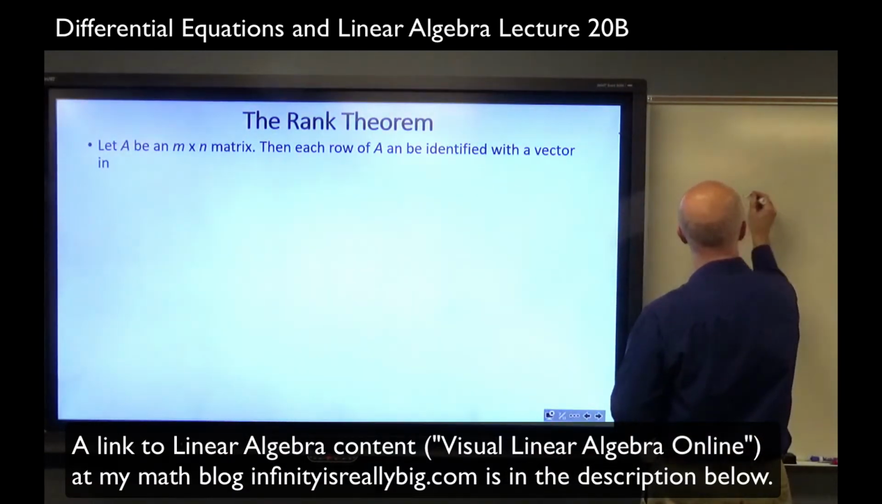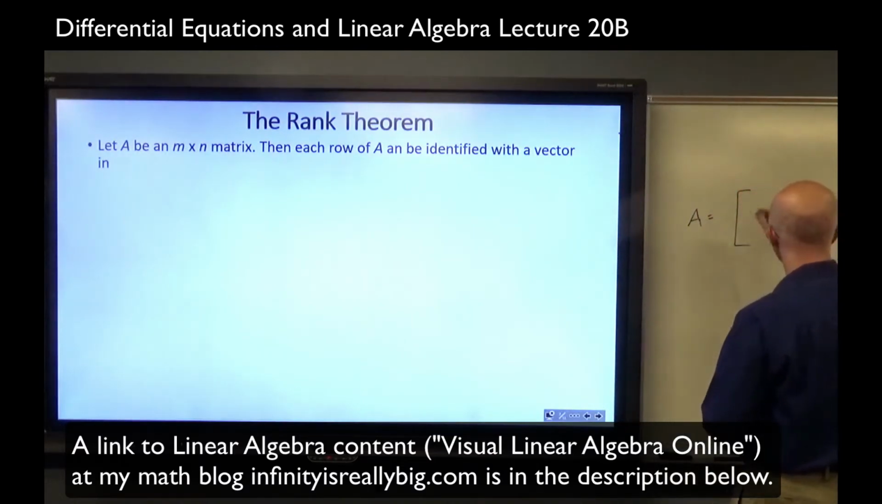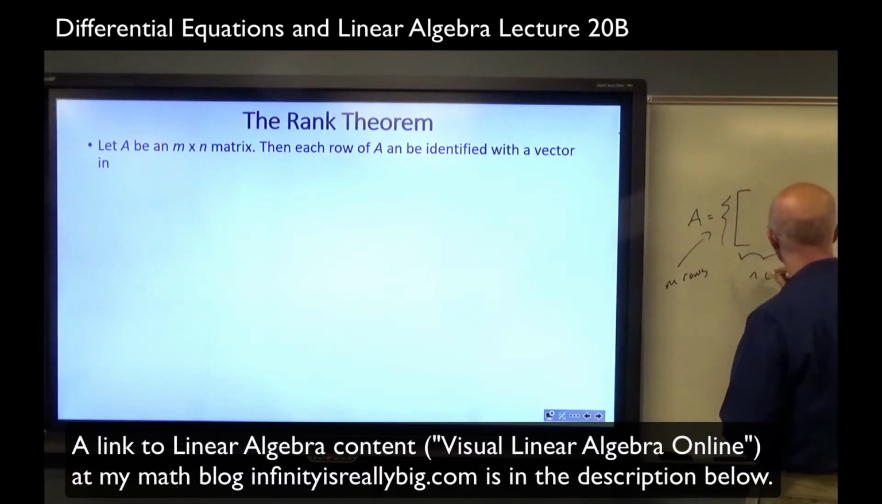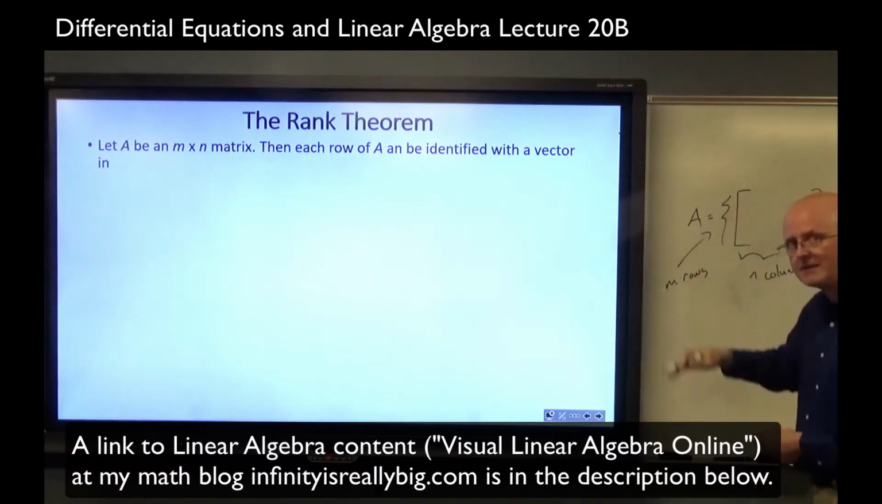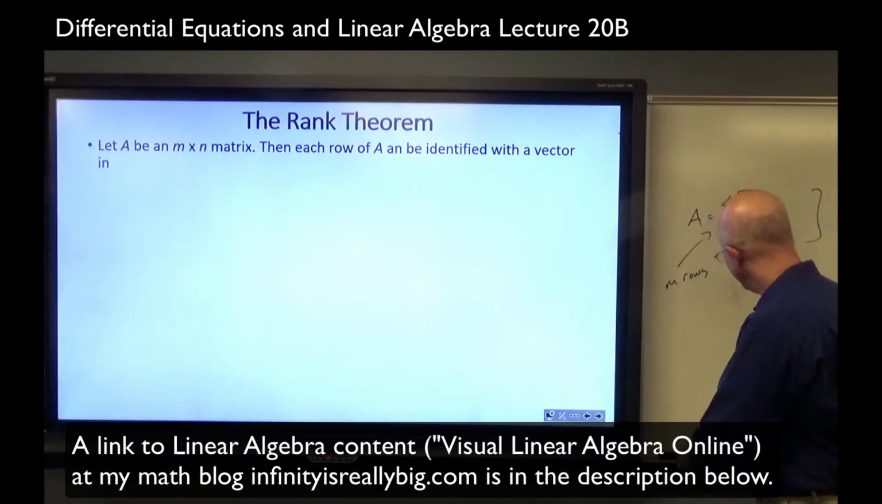A is some arbitrary matrix with m rows and n columns. You know, the rows go across, you're counting the number of rows, there's m of them. The columns go up and down, you're counting across, there are n of them. It's going to be important to keep in mind here.